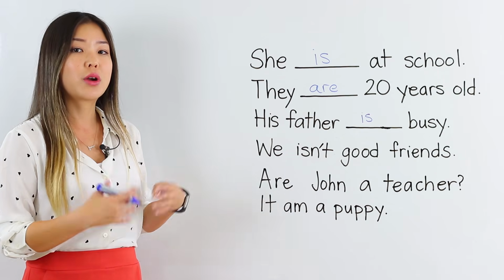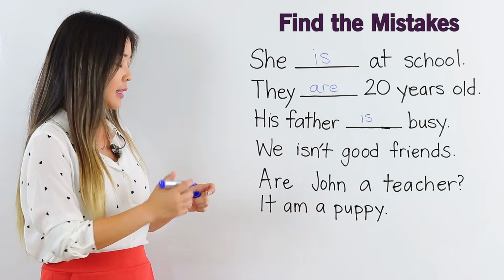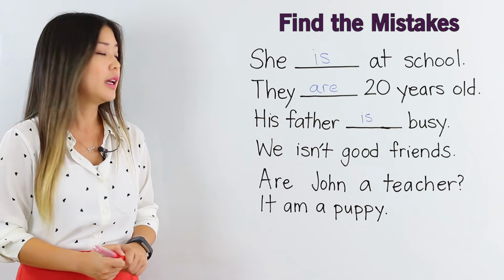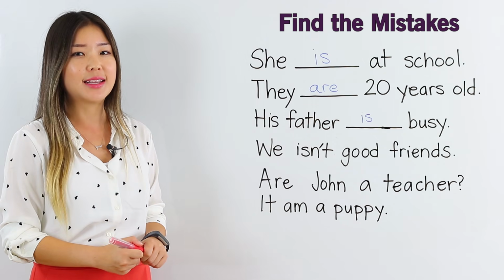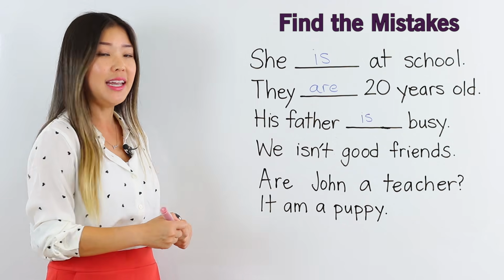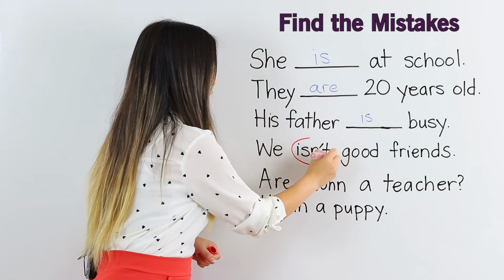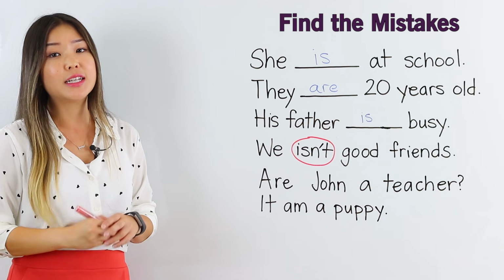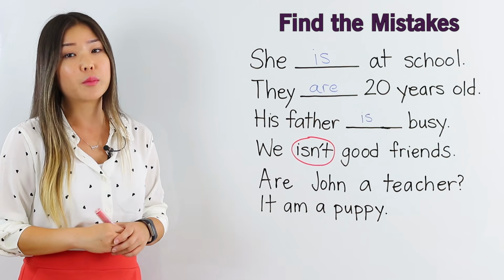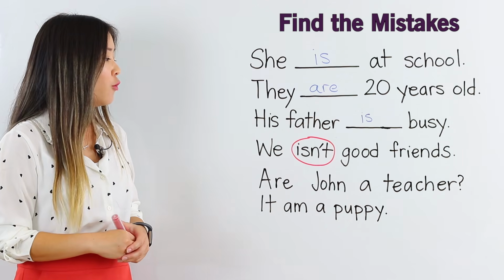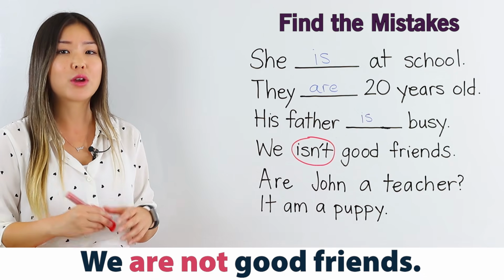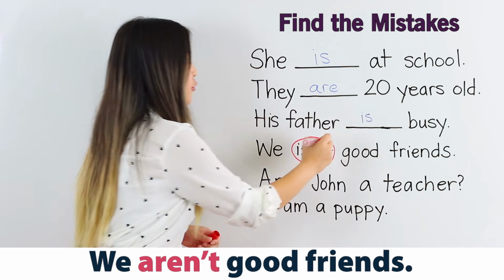Now, I want you to try to find the mistakes in this sentence. We isn't good friends. Did you find the mistake? This is the mistake. The subject is we, and the be verb is are. Therefore, the correct answer is we are not, or the contraction we aren't good friends.